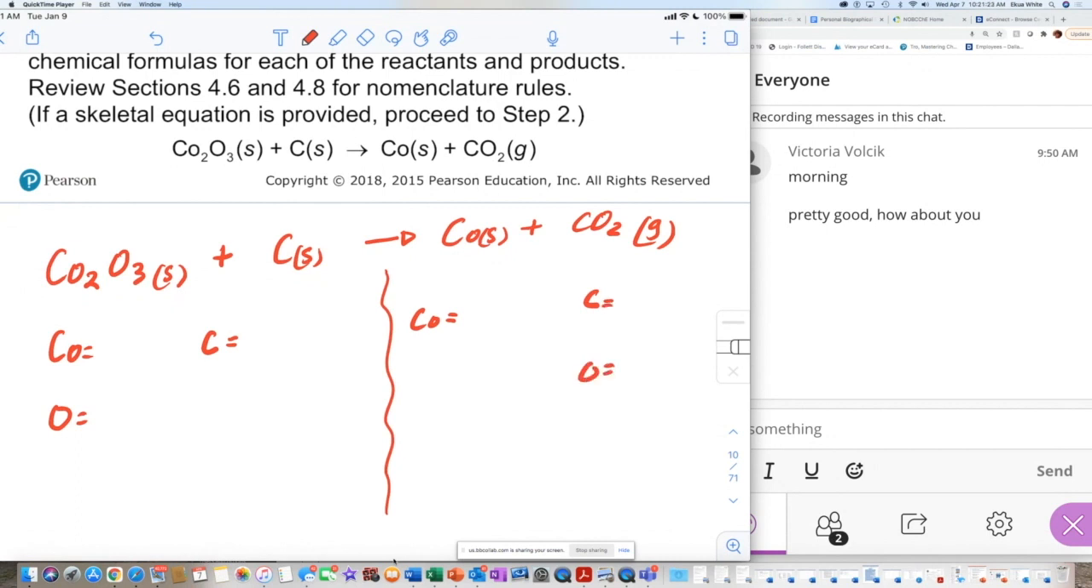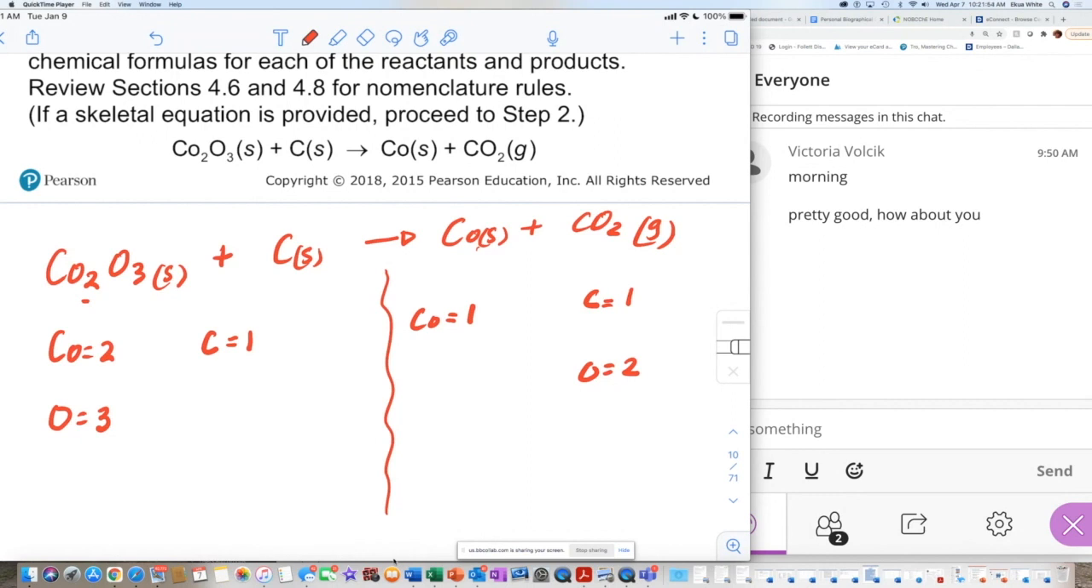C-O-C-O. Okay, so I'm going through and trying to figure out how many atoms I begin with, and then from here I'm going to balance this out. In the formula right now, I have two cobalt, so I put two here. I have three oxygen, so I put three here. I have one carbon, I put one there. In this formula up here, I have one cobalt, one carbon, two oxygens, right? So I'm writing the atoms or the elements below the formula, right?